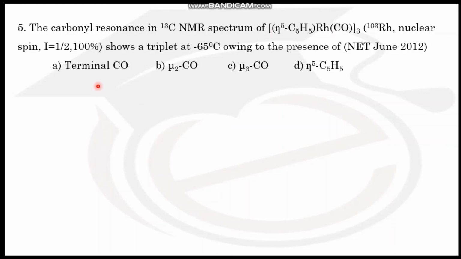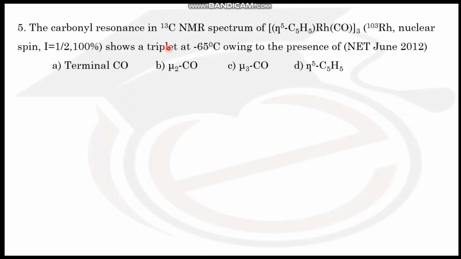Terminal CO means that the carbonyl is attached to one metal. Mu2 means it is attached to 2, and Mu3 means it is attached to 3 metals. And eta 5 C5H5 will give a single signal, whether that corresponds to the structure. But splitting is caused by what? This metal, right? Splitting is caused by the metal. For C5H5, the environment is the same, so it will give one signal. And it's not mentioned that the splitting is due to hydrogen, since the complete compound is given, so we can eliminate option D. Now we consider A, B, C: whether the carbon is bonded to single metal, two metals or three metals. That we have to find.